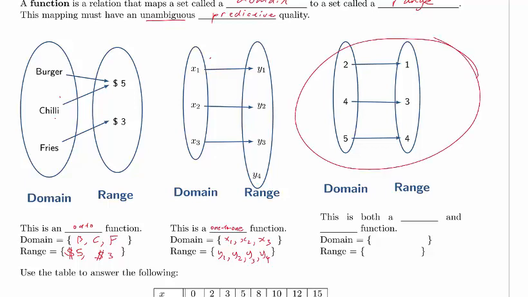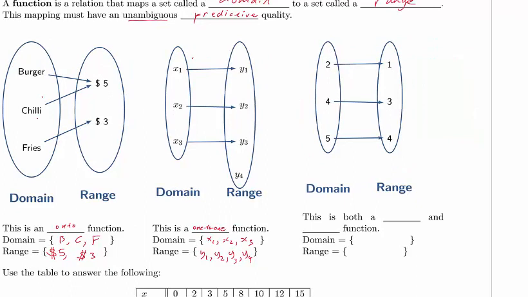All right, now let's look at this one here. Note every element in the domain, every element in the range, is all involved in the mapping, so it is onto. And then note that there's only one arrow for each element in the range, right? There's not anything extra. So it's also one-to-one.